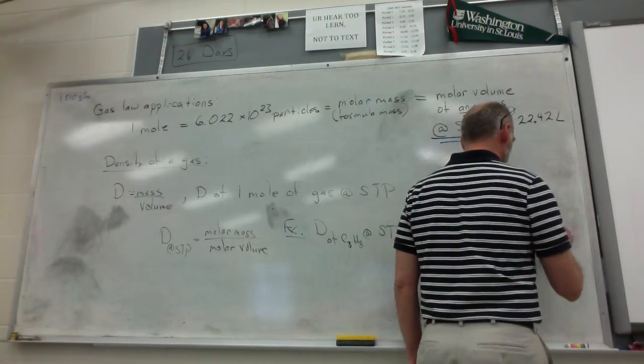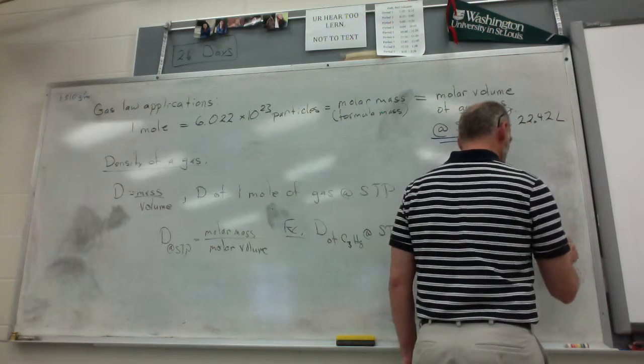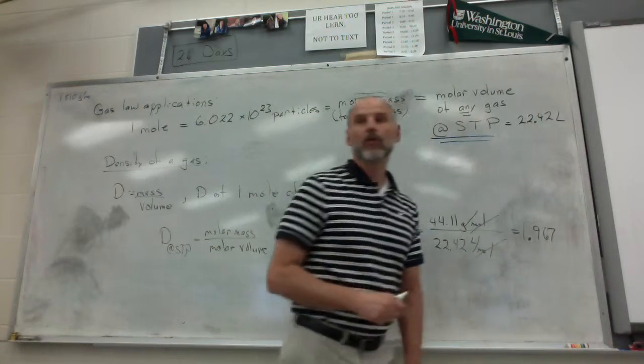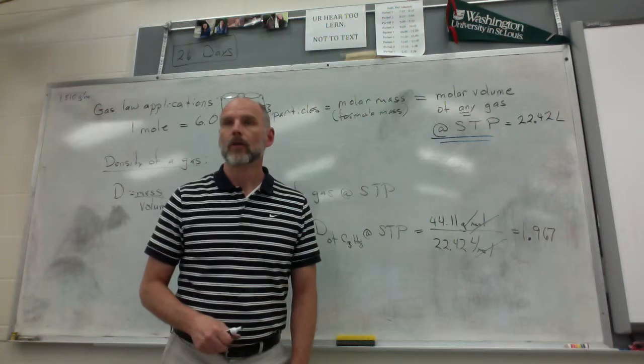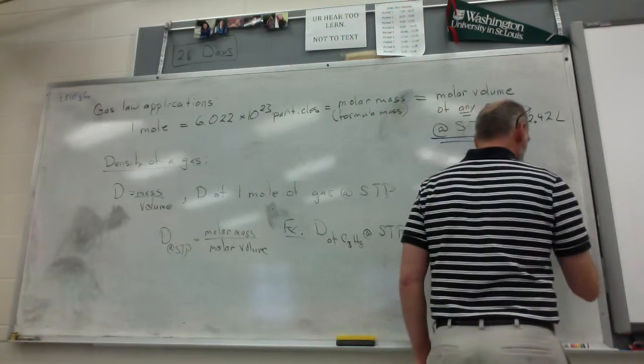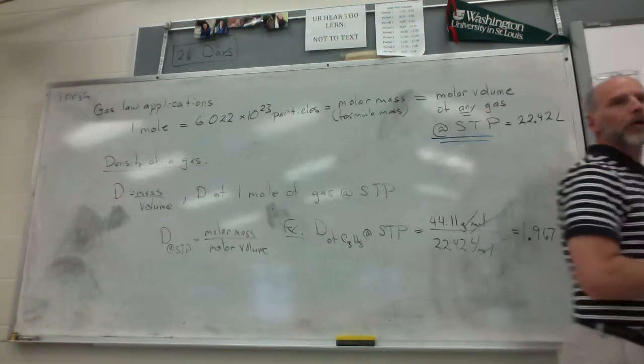So 1.967, so 1.97. Ah, you're right, 67. Now, what are the units? Grams per liter. Does that sound weird? Grams per liter?